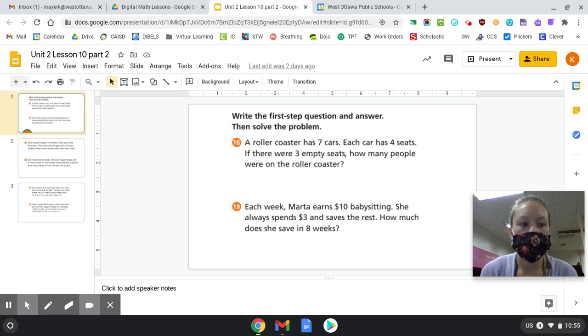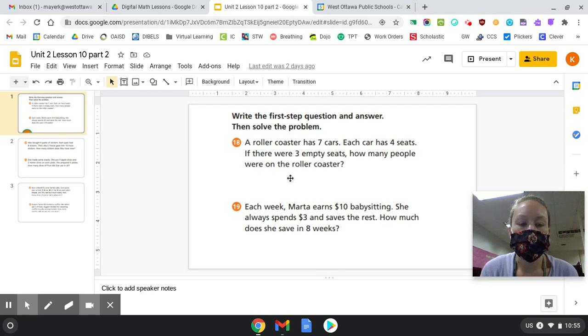Hi, so we're going to go over Unit 2, Lesson 10, Part 2. You should have already watched the video that showed you some examples on how to do this. So this is what your assignment looks like for today. Our directions say, write the first step question and the answer to that, then solve the problem.